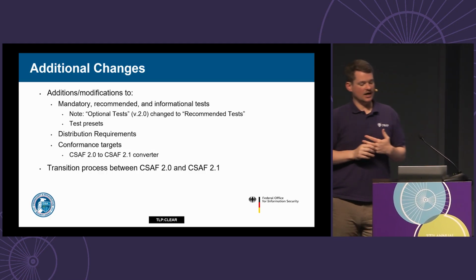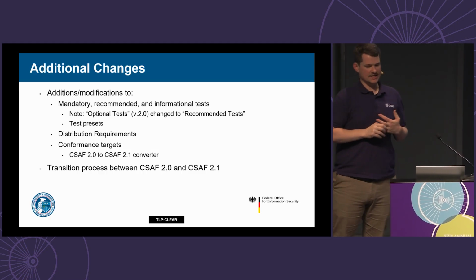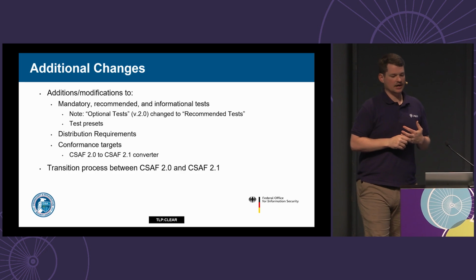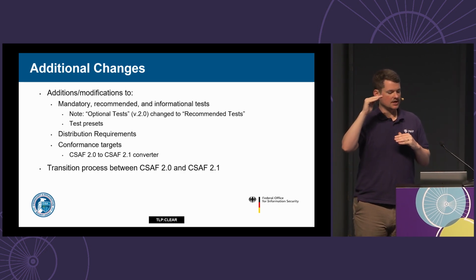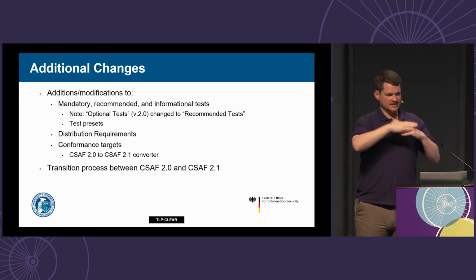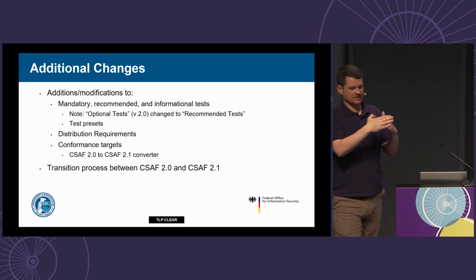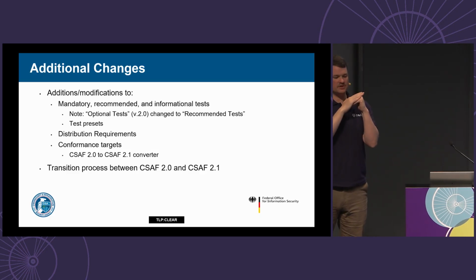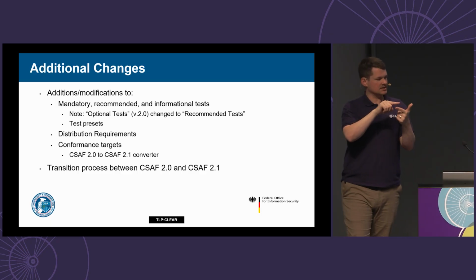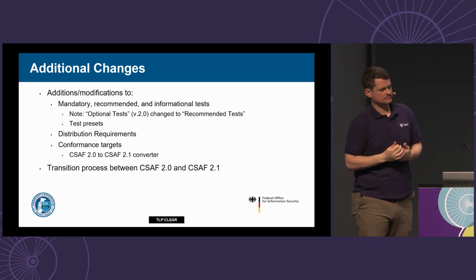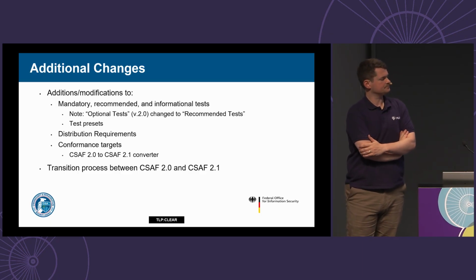We also have test presets, and so that is to aid in meeting those conformance targets. One of the test presets may be just for the mandatory tests. One would be for the recommended, one would be for the informational. But then there's also basic, extended, and full. And so those things have been defined in a standard before. So if you look through the conformance targets, they were already there in CSAF 2.0.